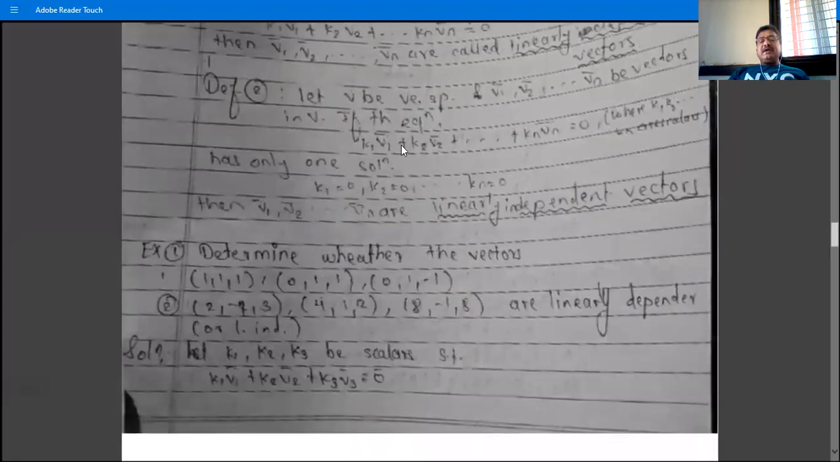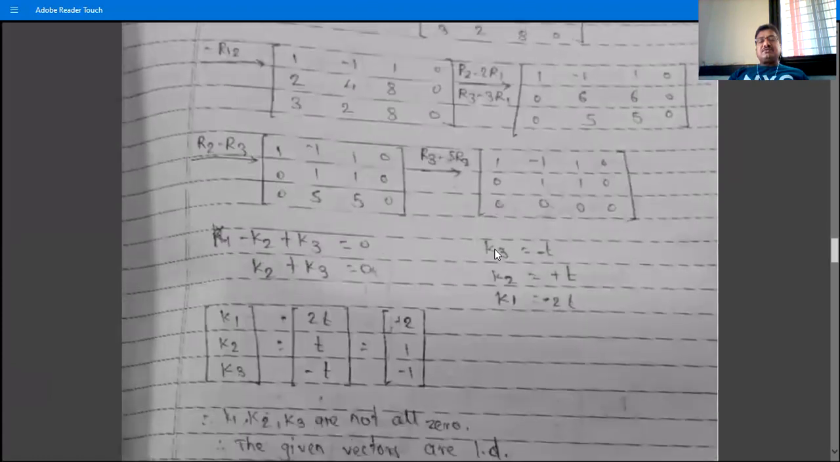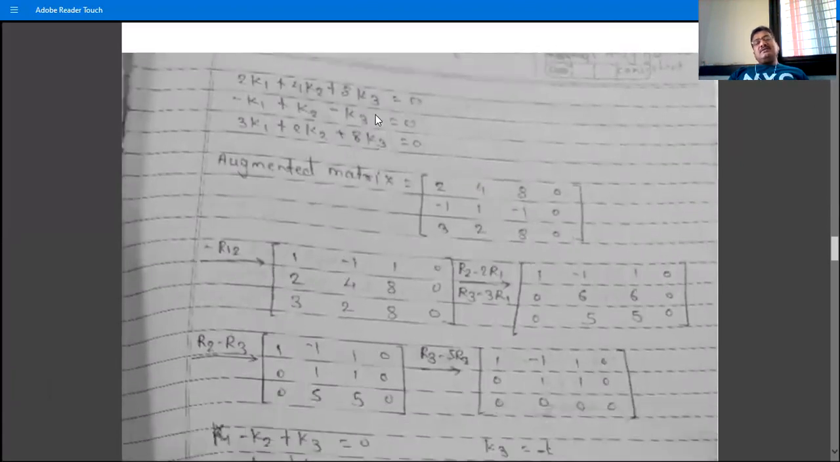If the system K1 V1 plus K2 V2 plus Kn Vn equal to 0 has only one solution, K1 equal to 0, K2 equal to 0, and Kn equal to 0, then the vectors are independent. But this system does not have only that one solution. This system has the solution K1 equal to 0, K2 equal to 0, K3 equal to 0. But besides this, the system also has non-zero solutions.